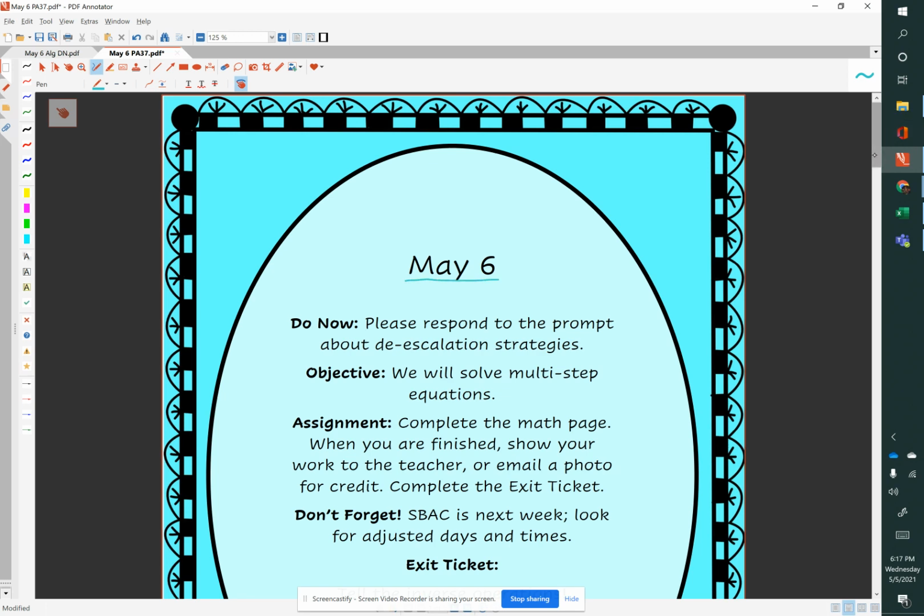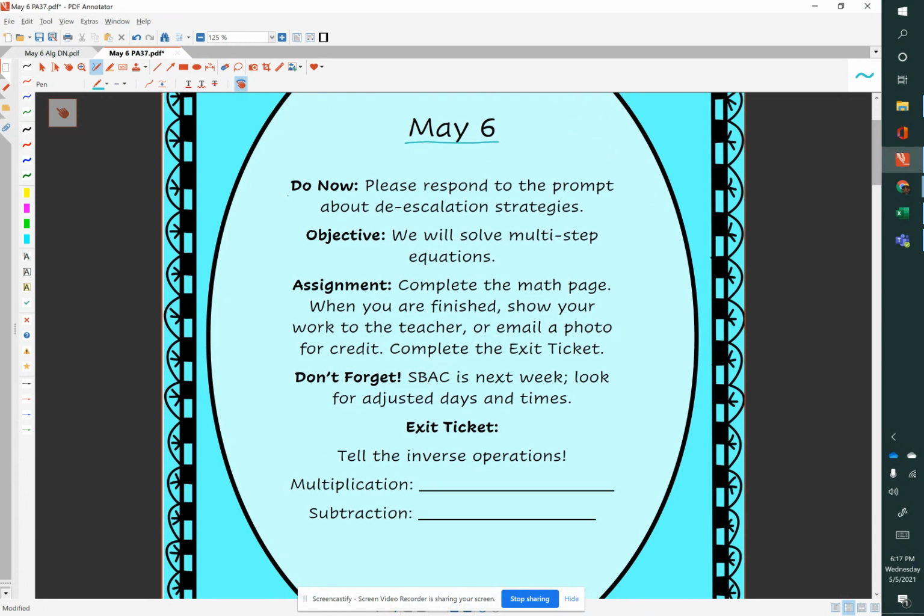We will start with our Do Now, where we will respond to a prompt about de-escalation strategies. And then our objective today will be to solve multi-step equations. So for today, I want you to complete the math page. And when you are finished, show your work to me.